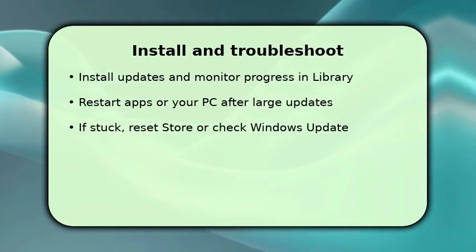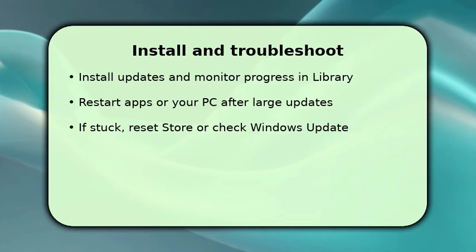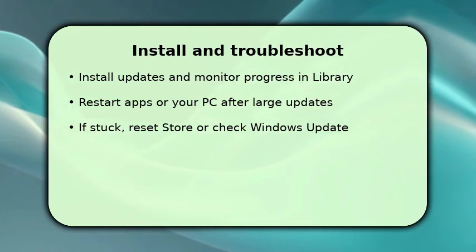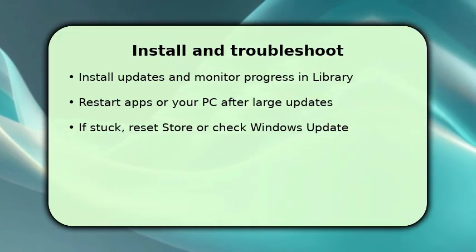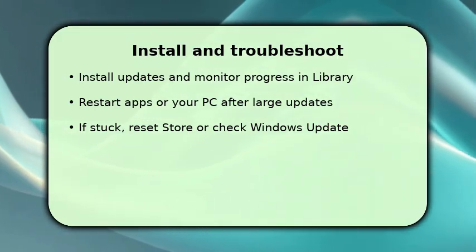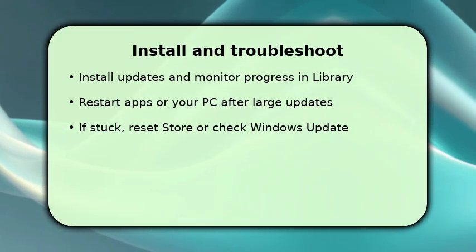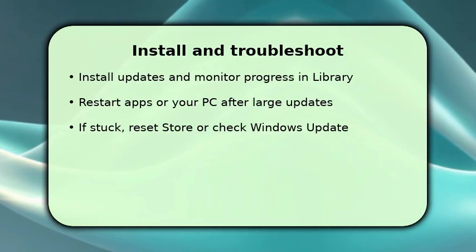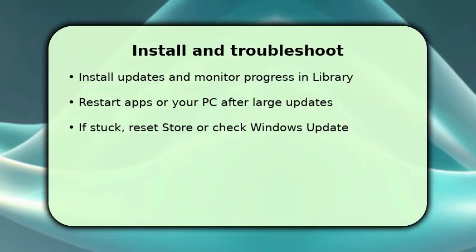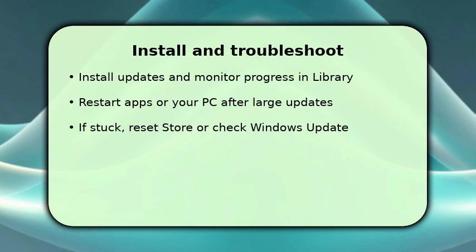Once updates finish, restart updated apps and, when necessary, reboot Windows to complete component refreshes. If an update stalls, first retry the specific app. If that fails, reset the Microsoft Store app via Settings Apps or run the Windows Store Apps Troubleshooter. If problems persist, check Windows Update for platform fixes, because Store often depends on system components.